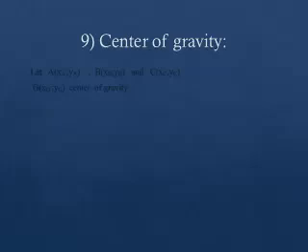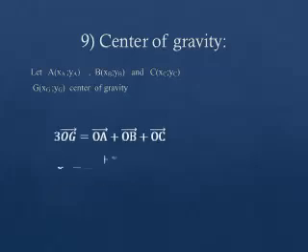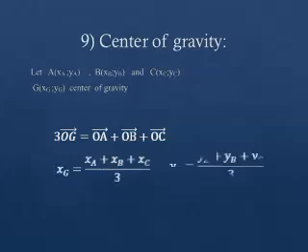How do I find the center of gravity? First of all, three non-collinear points form a triangle. And if I need to find the center of gravity of this triangle, it's enough to say that xG equals (xA plus xB plus xC) over 3, and yG equals (yA plus yB plus yC) over 3.